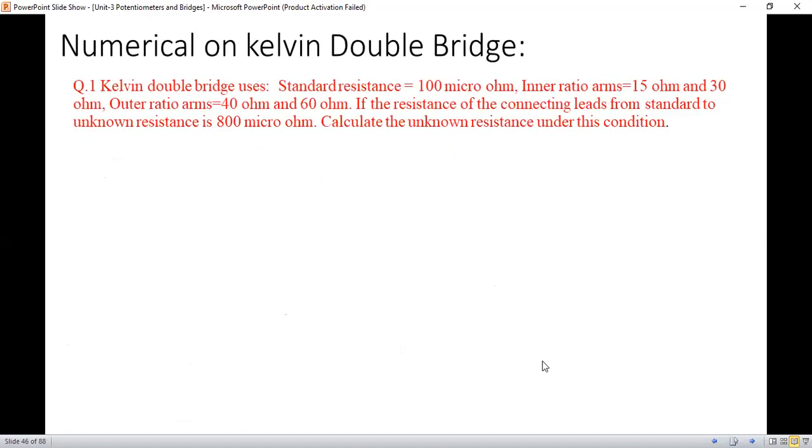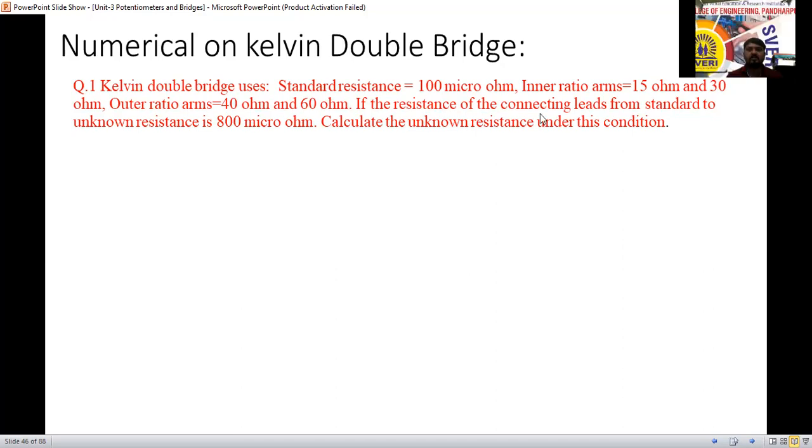So we'll discuss one problem on the Kelvin double bridge. The statement of the problem: a Kelvin double bridge uses a standard resistance of 100 micro ohms. The inner ratio arms are 15 ohm and 30 ohm. The outer ratio arms are 40 and 60 ohms. The resistance of the connecting leads from the standard to the unknown resistance is 800 micro ohm.